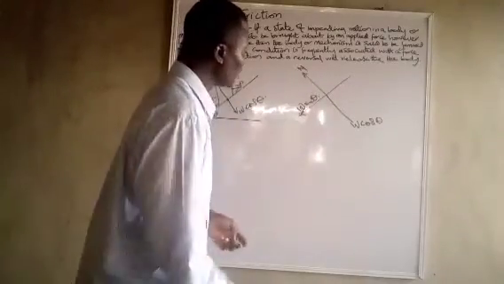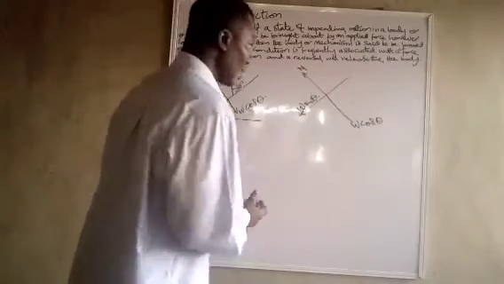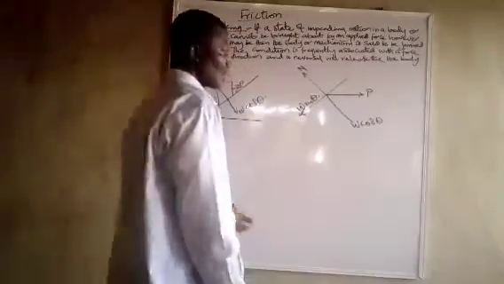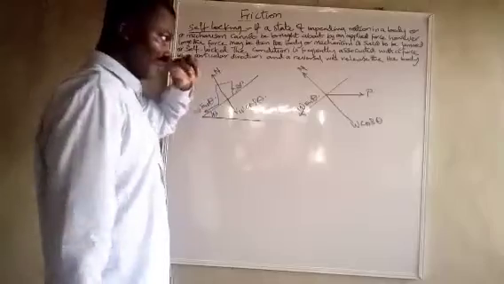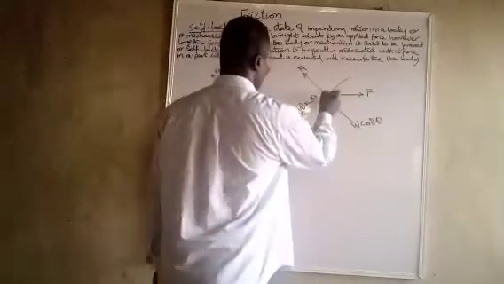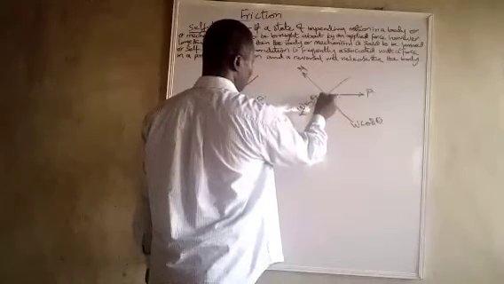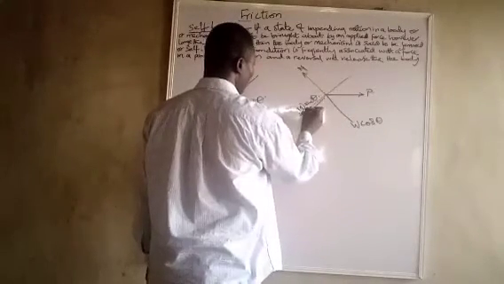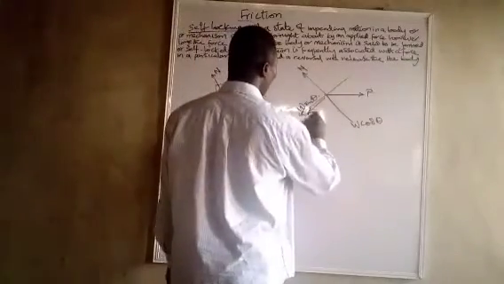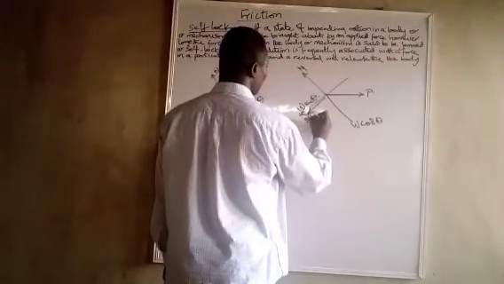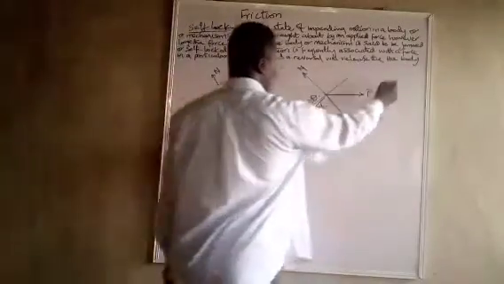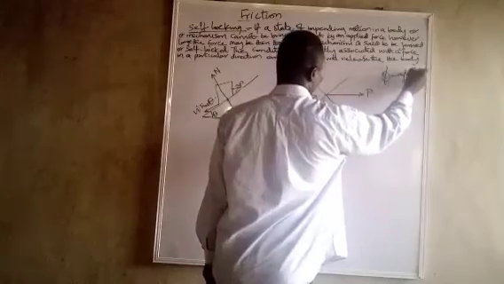Looking at this, we are now trying to see a situation where the relationship between this one and this one will be so large that no matter how large this force here is, it will not move this body. Since it's moving the body upward, we will have F here, and that is N tan phi, where phi is the angle of friction.